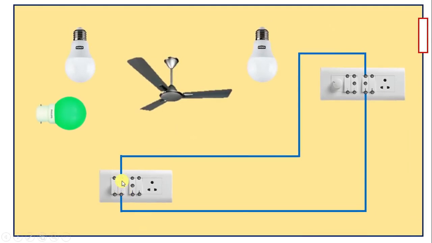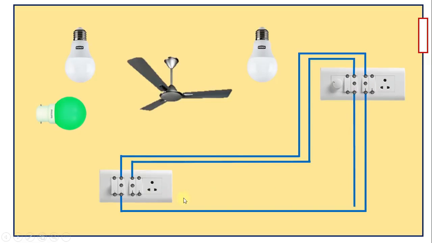The way we connected this two-way switch, in the same way we will connect the other two-way switch also. That is, connect a wire from the upper terminal, and on this second two-way switch, connect this wire with the upper terminal of this two-way switch. Similarly, from the lower terminal of this two-way switch, connect a wire, and in this two-way switch connect this wire with the lower terminal.